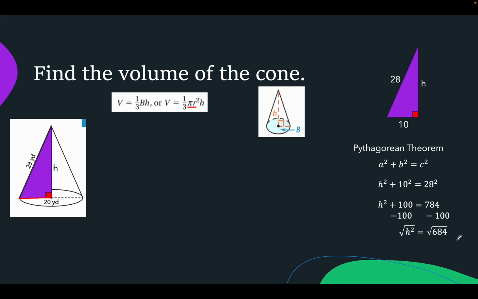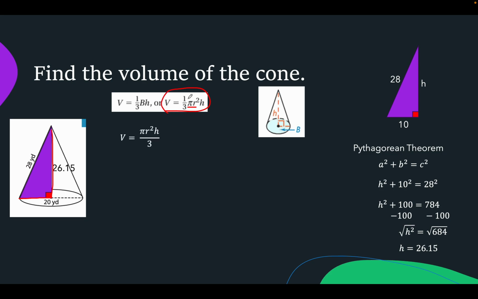To solve for H, we have to take the square root of both sides. And the square root of 684, we plug that into our calculator, we get 26.15. Now we are ready to use this information. We have our height. And now we can plug it into this formula to help us solve for the volume.